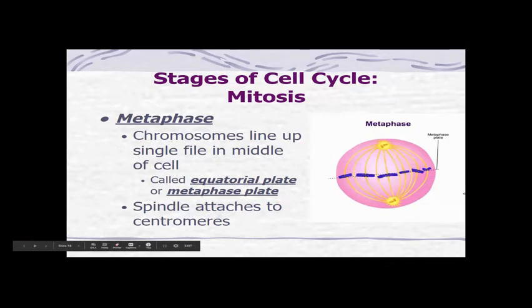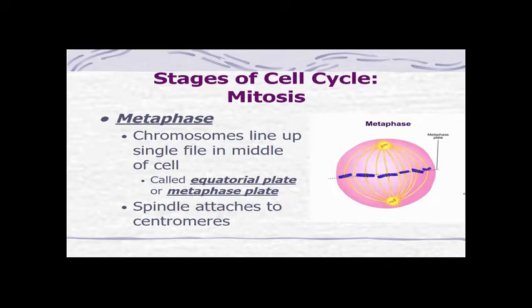Next stage is metaphase. Think of metaphase as middle. M for metaphase, M for middle. In metaphase, the chromosomes line up single file in the middle of the cell. The middle of the cell is called the equatorial plate. Think of equator. Or the middle of the cell can also be called the metaphase plate.